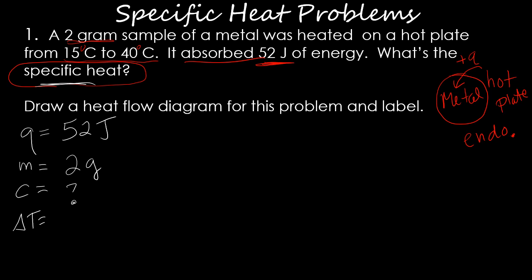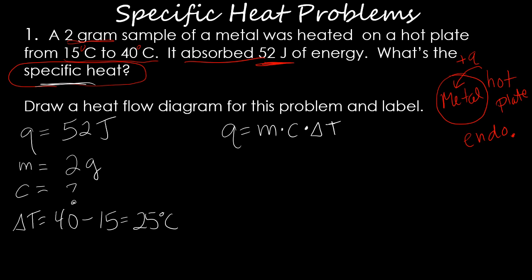And delta T is that change in temperature. Again, the final minus the starting. So our final temperature is 40 because it says it goes from 15 to 40. So we're going to do 40 minus our starting 15, and that's going to give us 25 degrees Celsius. Now we're going to take a look at our equation. Q equals MC delta T, which are all being multiplied.